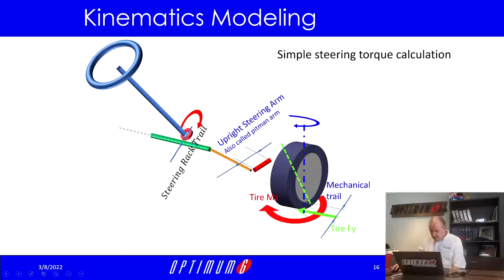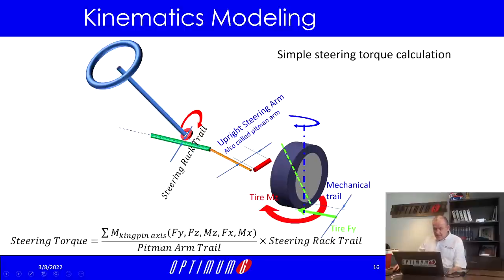So the lateral force has a little offset compared to the center of the wheel. That's going to create an MZ, but you also have the MZ from the tire itself. Then you have to consider the steering arm of the upright, and then you have to look at the distance between the axis of the steering column and the one of the steering rack. So there can be steering torque coming from the FY, from the FZ.